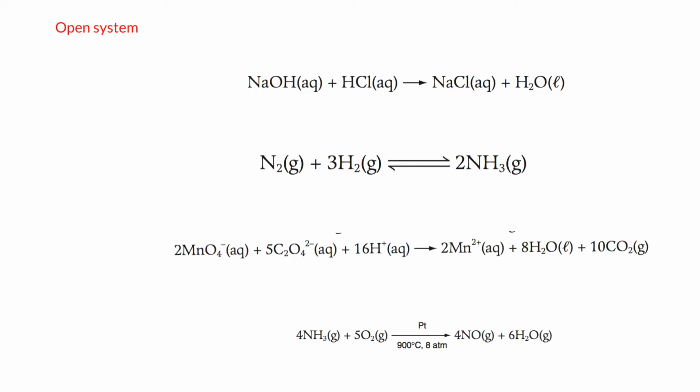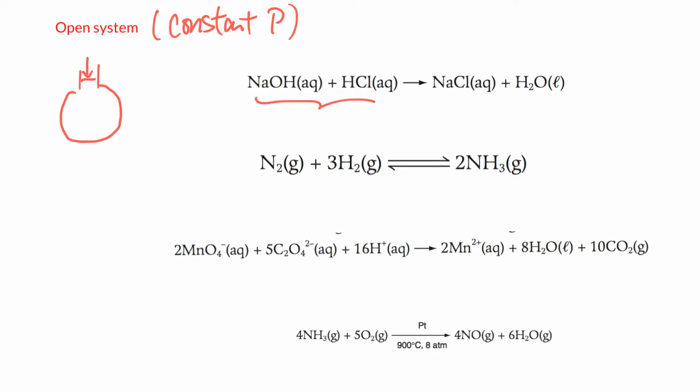Again, open system means it has a constant pressure. So in your mind, you should have a flask, and there will be an invisible piston here. So we just count the number of moles on both sides. So this one will be 0, this one will be 0 moles of gas. So this one, no work done. No work done, that means the heat change will equal the change in internal energy.